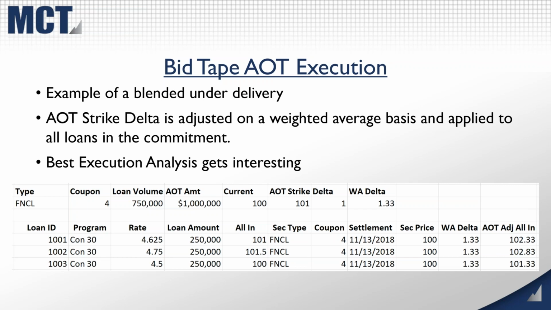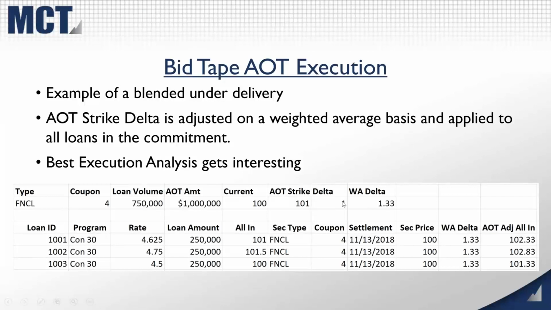And using the same math, you can see that we now have a 1.33 weighted average delta. Pricing is exactly the same. To be clear, if this delta was 2, so let's pretend for a second that this AOT strike price was 102, that means that the trade was 2 points in the money, so the delta would be 2. We would have a 2.66 here. So the 1.33 is just the actual delta, and then it's going to be applied to the corresponding loans. This is where things get a little bit interesting, and I'll talk about that later in the best X.